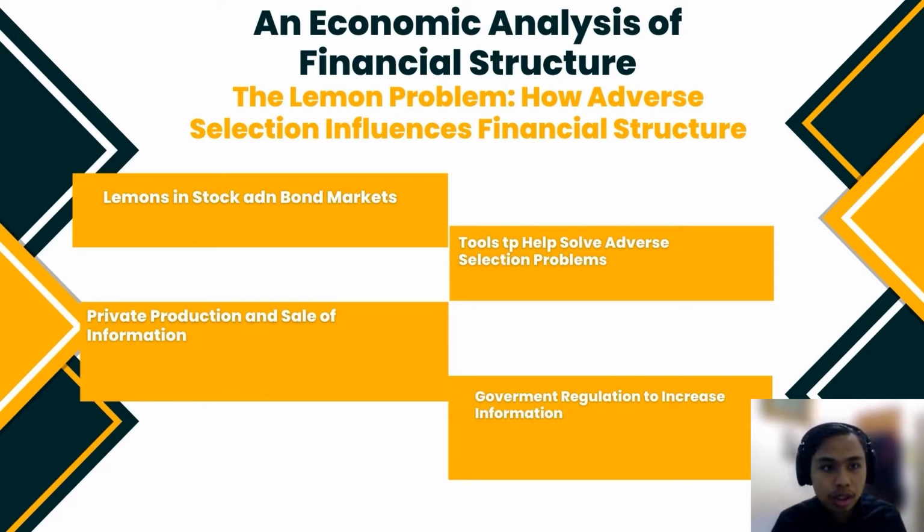And the last point, government regulation to increase information. The problem above showed how it prevents the private market from producing enough information to eliminate all the asymmetric information. The government could produce information to help investors distinguish good from bad firms and provide it to the public free of charge. This solution would involve the government releasing negative information about firms, a practice that is politically difficult.